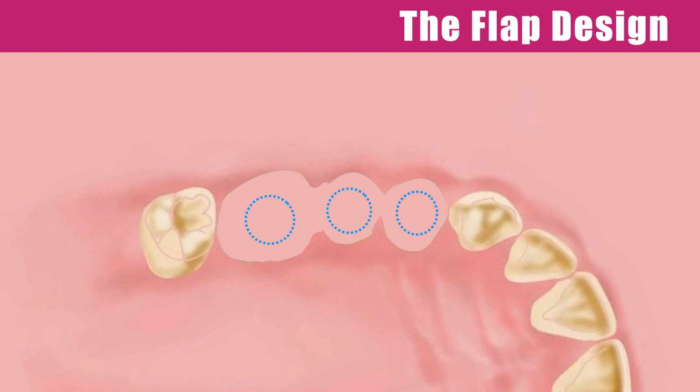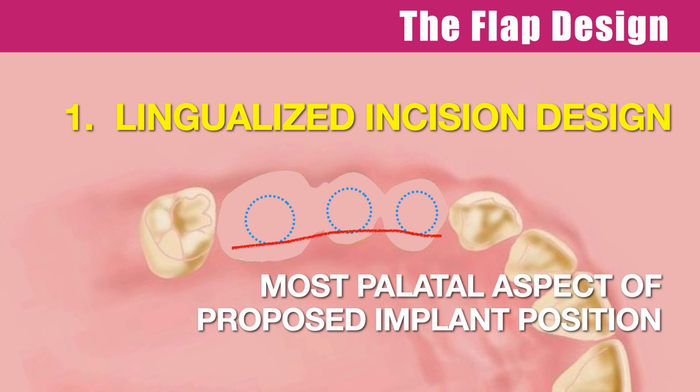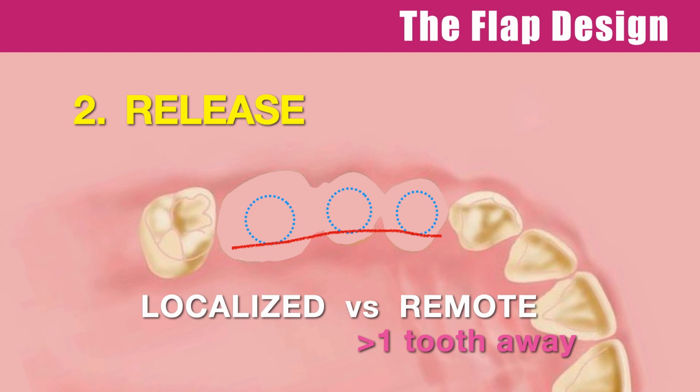So again, if you recall, the flap design was talked about. I'm going to go through this very quickly. We prefer the lingualized incision design, and of course, the lingualized incision design is preferred to be placed right about the most palatal aspect of the future implant. So that's the red line that represents it. And then we have to decide, is it going to be remote, by definition, 1 tooth away, or localized incision?